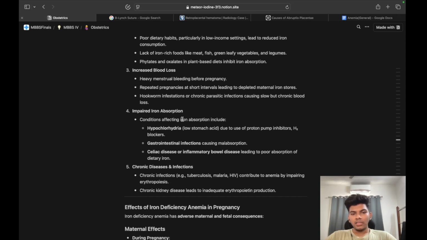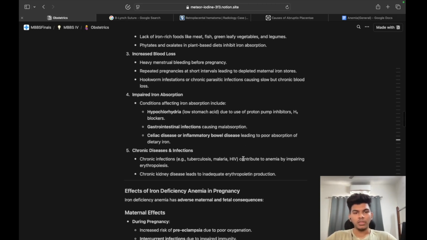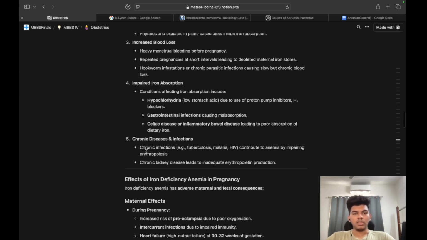Impaired iron absorption. Chronic conditions affecting iron absorption include hypochlorhydria, gastrointestinal infections, and celiac disease or inflammatory bowel diseases. Low stomach acid is due to the use of PPIs and H2 blockers. We know that acidity, meaning decreased pH, is necessary for iron absorption, but if that is not happening, iron is not getting absorbed. GI infections cause malabsorption, and celiac disease or inflammatory bowel disease leads to poor absorption of dietary iron. So these are the three things.